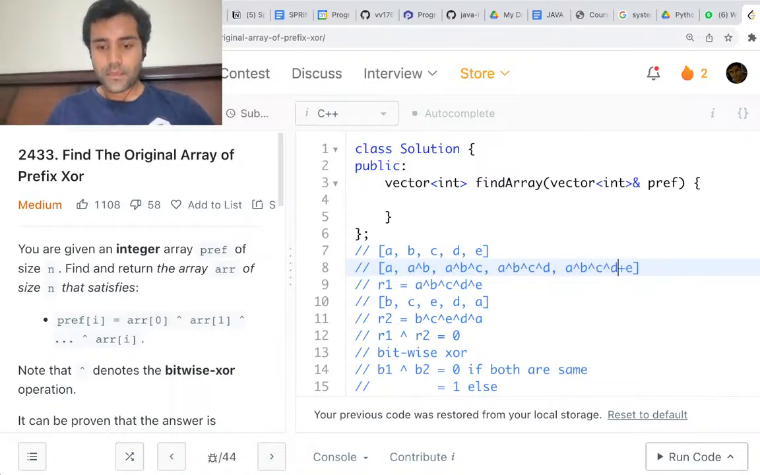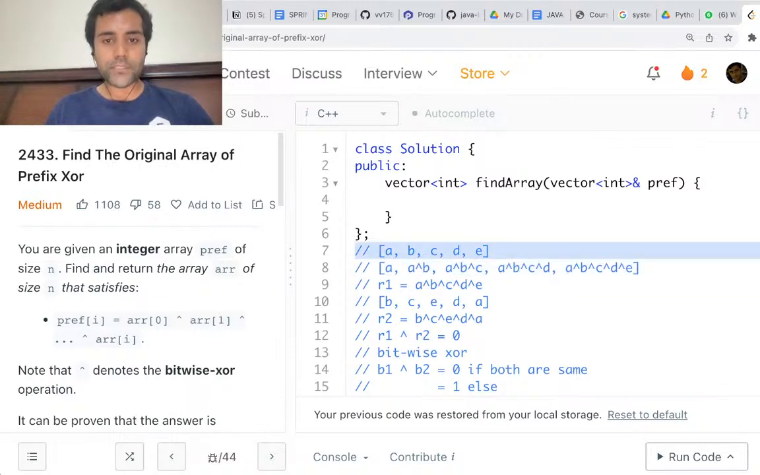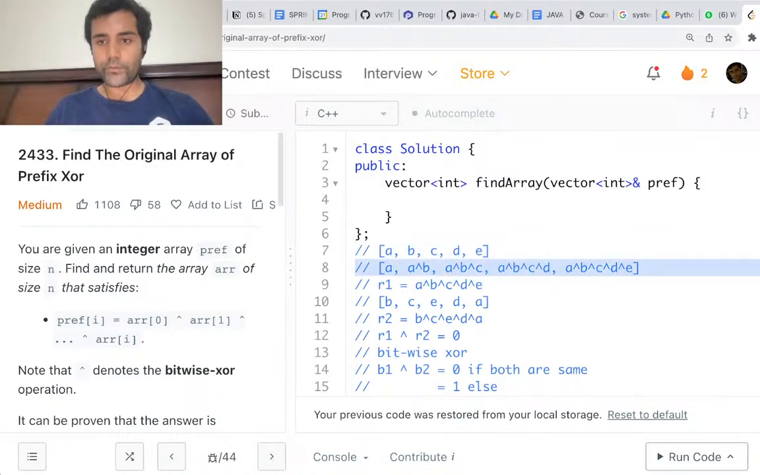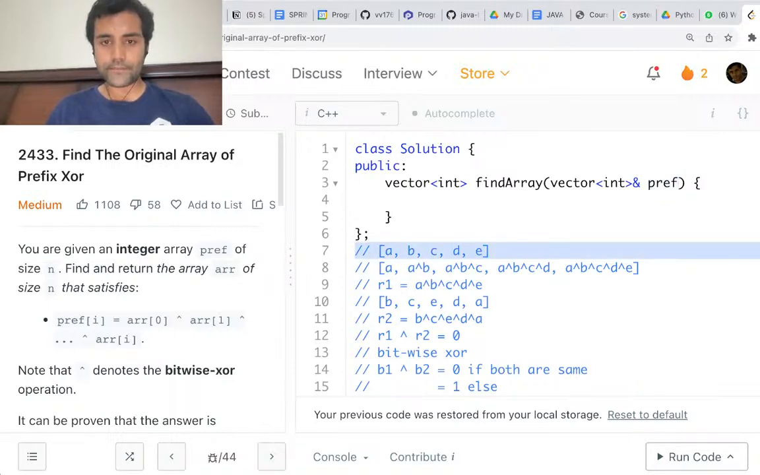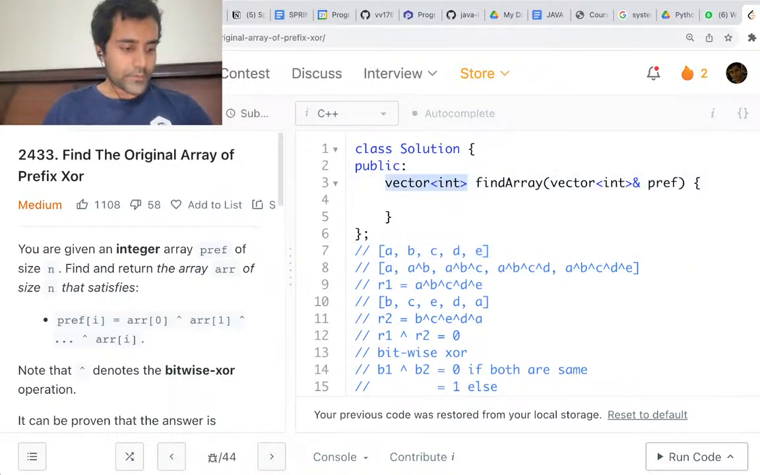Okay, so this is what has been handed over to you. Now keep it in your mind, this is not your input. Your input array is actually this. Now what you have to do is, given this, you have to derive that. So you have to derive the original array whose prefix XOR is given to you, and once you have derived that, you have got to return it. This is the question.